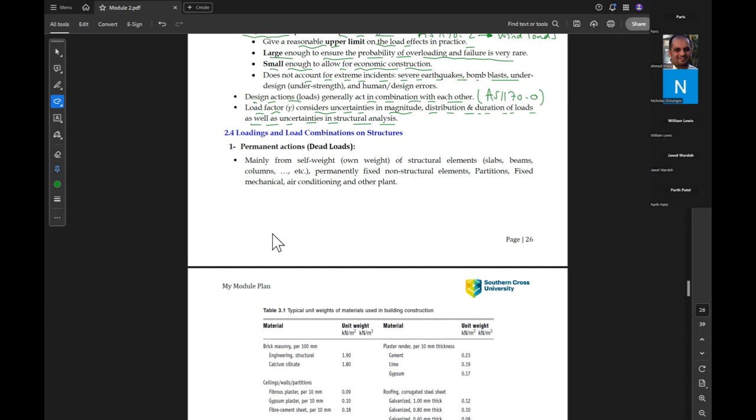Okay, now we go to the loading and load combination. As you know, we have several types of load. We have permanent action or dead load, DL, which can also be G. The dead load means the load that doesn't move on the structure, mainly coming from self weight of the structure: slabs, beams, columns, and so on. Also permanently fixed non-structural elements, partitions, fixed mechanical, air conditioning, and other plant.